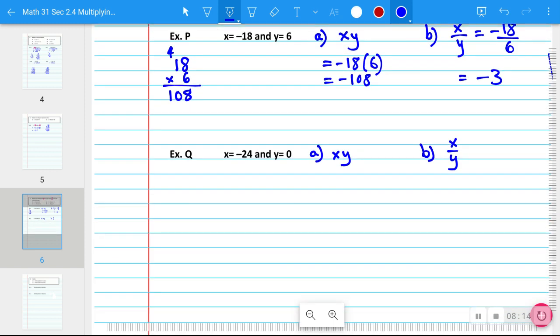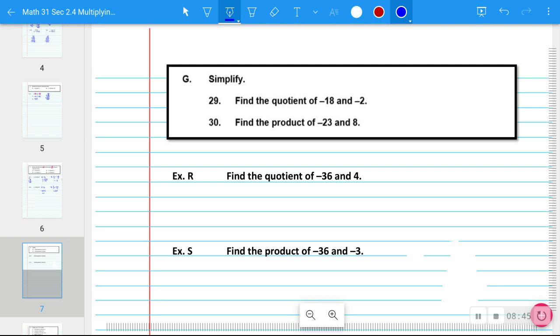Okay, on example Q, part A, we're supposed to multiply these numbers here, negative 24 times 0, and that's an easy answer, 0. Any number times 0 always gives 0. And on the next one, you're supposed to take the x value of negative 24 and divide it by 0, and that can't be done. This is undefined. Now, if the 0 were on top instead of on the bottom of the fraction, we would say we have an answer, and the answer is 0. But when you have a 0 on the bottom, it's always undefined.